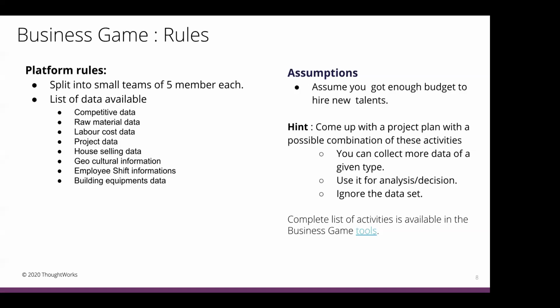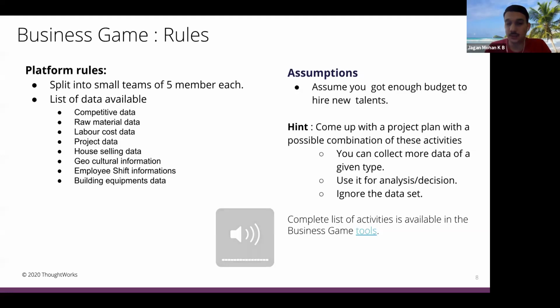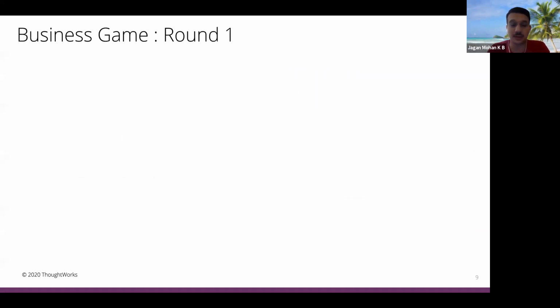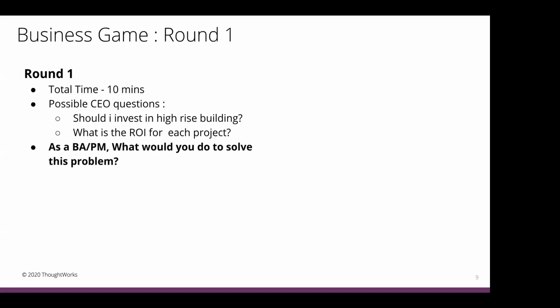There is a small hint. We will give you the list of all the activities. You can play around with those activities and come up with a plan for the organization. Any questions so far? We will set the rules for the others too. It's going to be an interactive group activity session where we'll learn together. Round one: you have to answer possible questions from the CEO. Actually, you don't really answer that question; rather, you have to come up with a plan to answer that particular problem or question.